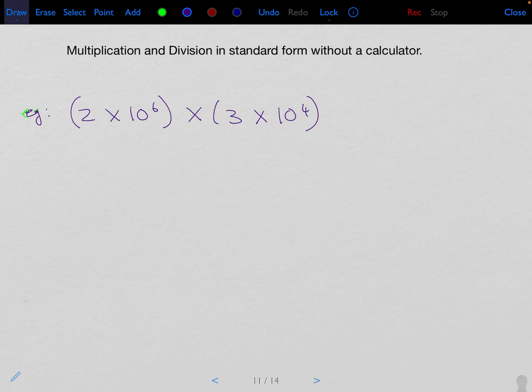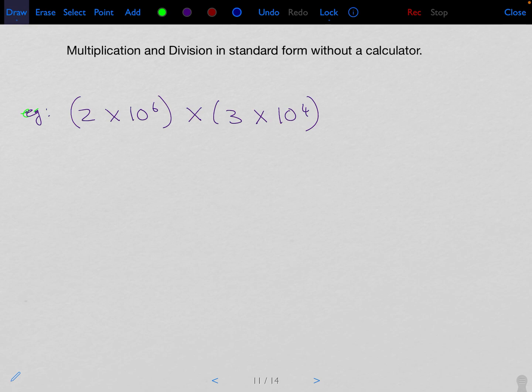So the idea is you stay in standard form throughout. You're doing it without a calculator. If you were asked to do this question without a calculator, you would have to show every single step with full method. If you don't, we assume you used a calculator and we give you nothing at all.